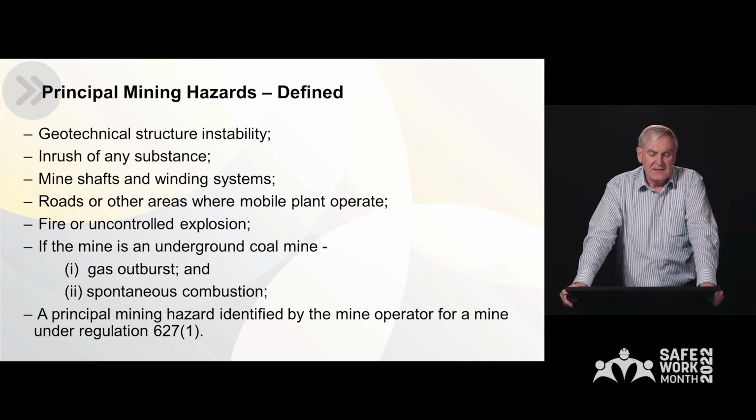In Schedule 19, the Principal Mining Hazard Management Plan's matters to be considered includes geotechnical structure instability for underground, open pit and tailings storage facilities, an inrush of any substance, mine shafts and winding systems, roads and other areas where mobile plant operate, fire or uncontrolled explosion. If the mine is an underground coal mine, then a gas outburst or spontaneous combustion event.